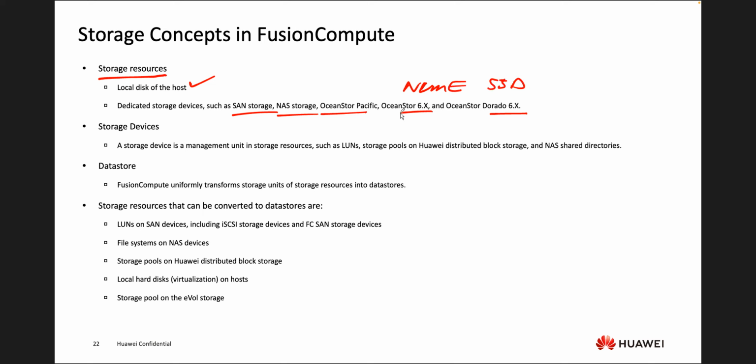You have storage devices, and storage devices is obviously where you use the LUNs, and this is where you have all the drives together. And remember, this is where we spoke about RAID, right? The different RAID methods using the LUNs, which are storage pools on a Huawei distributed block storage, which is also SSD, right? So that's the SSD block storage. And then you obviously have your shared NAS directories.